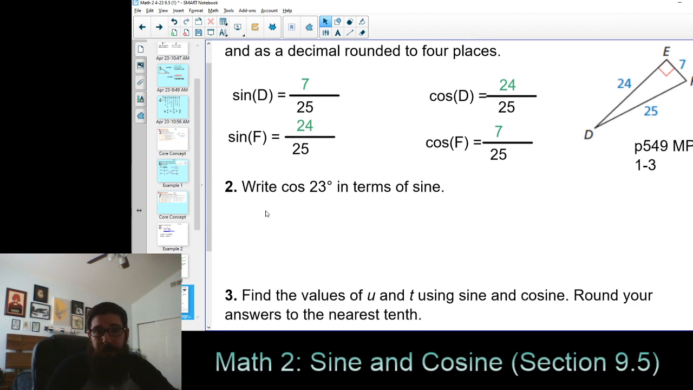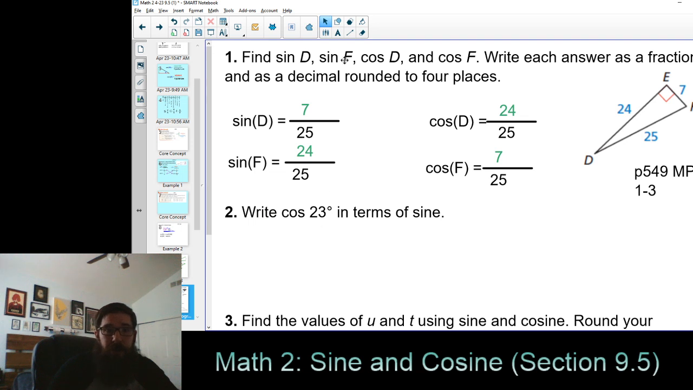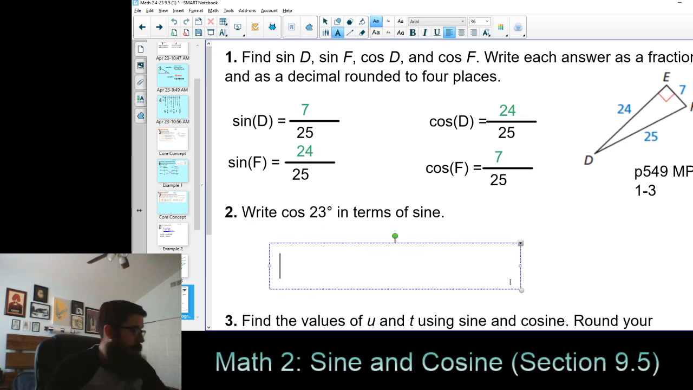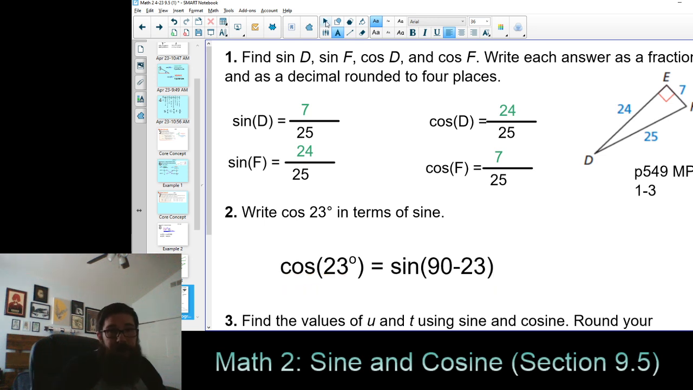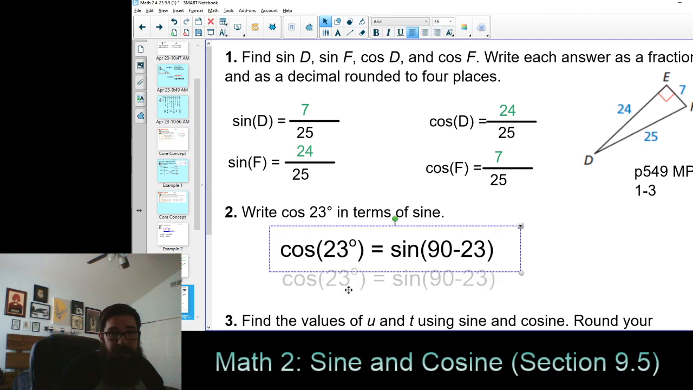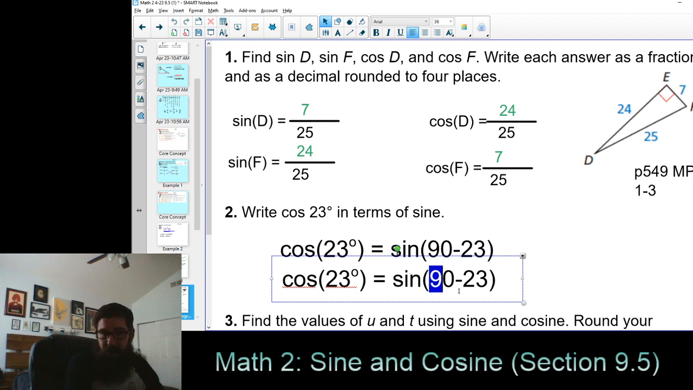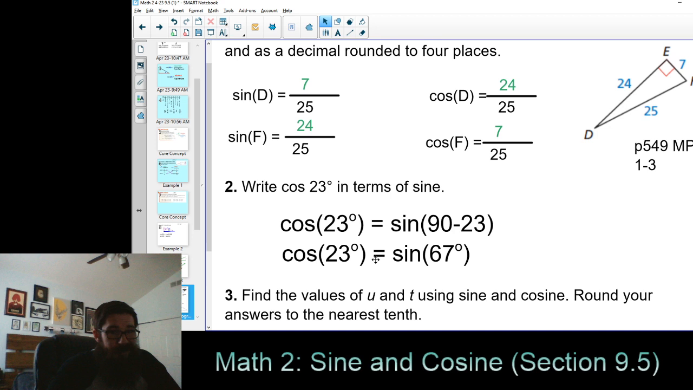Great. Problem 2 is like a little mini quiz asking you, write cosine 23 in terms of sine. Let's do it. Cos of 23 is going to equal sine of 90 minus the 23. This is the idea that we're basically switching to the other angle. 90 minus 23, 90 minus 20 would be 70. Take away 3 more, 67. I should put a degree somewhere. That's it. Cos of 23 is the same as sine of 67.